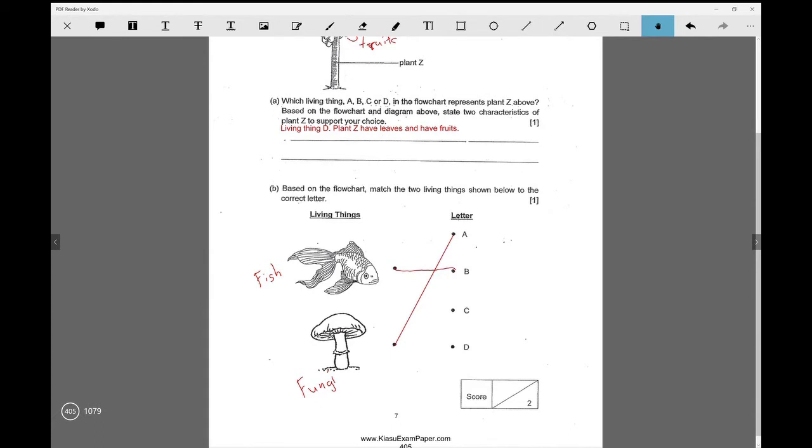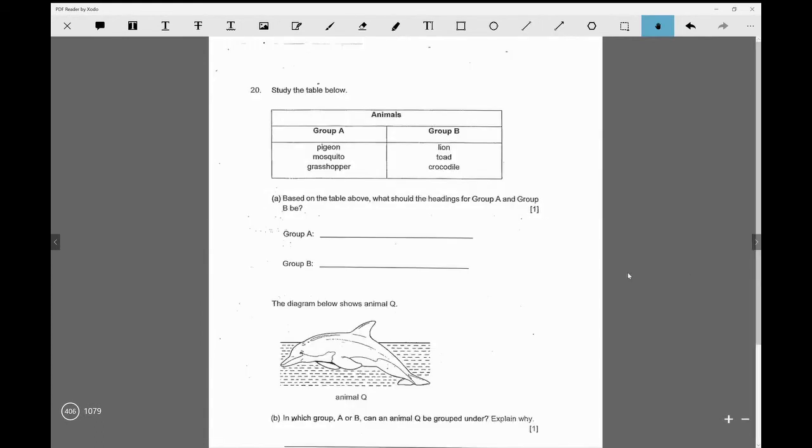Okay, next page. Let's look at a suitable heading for group A and B. Look at question 20. They are basically grouped into two groups. So what are they grouped based on?